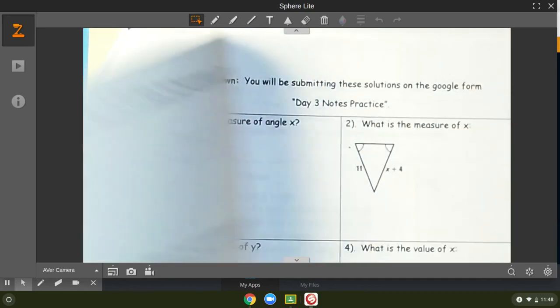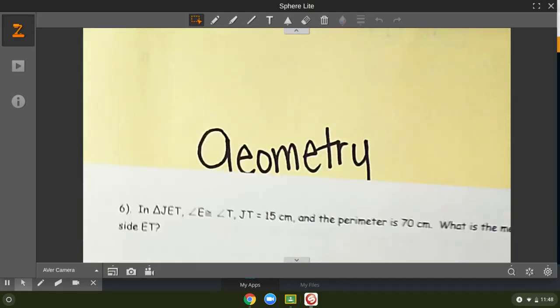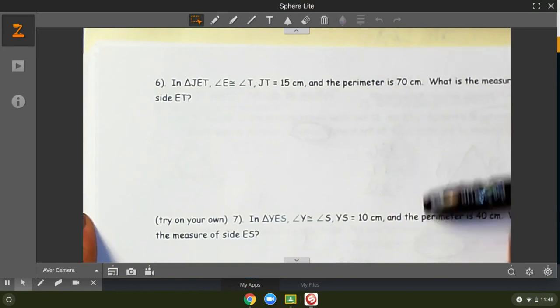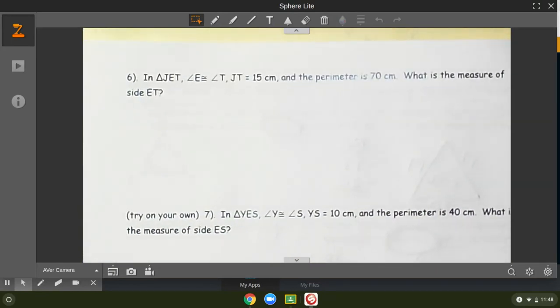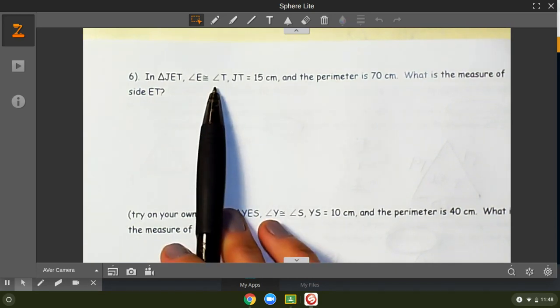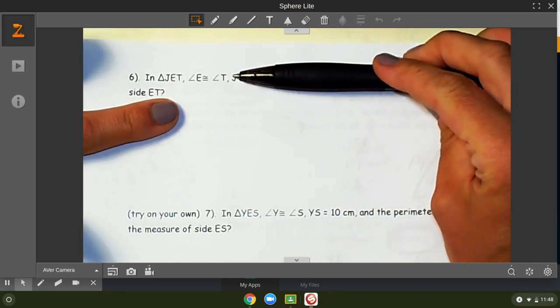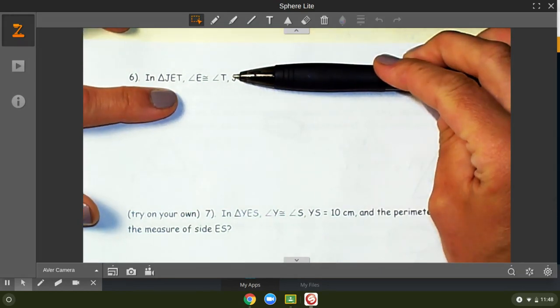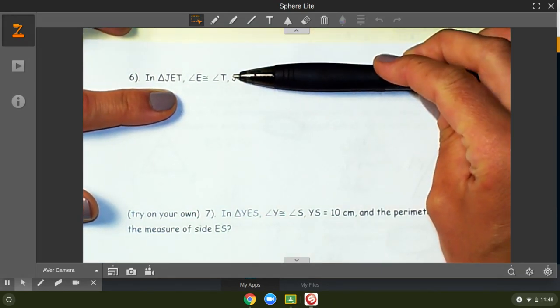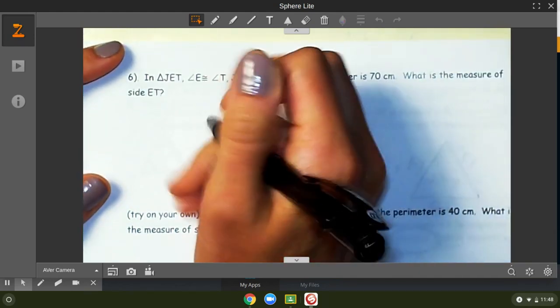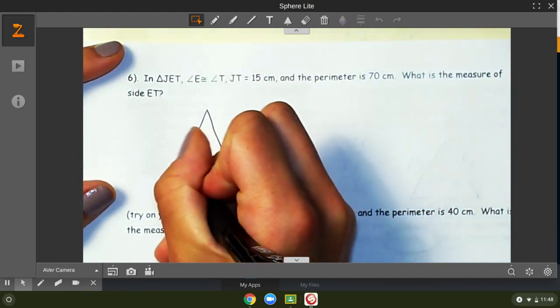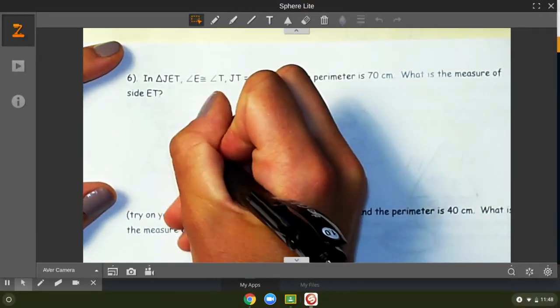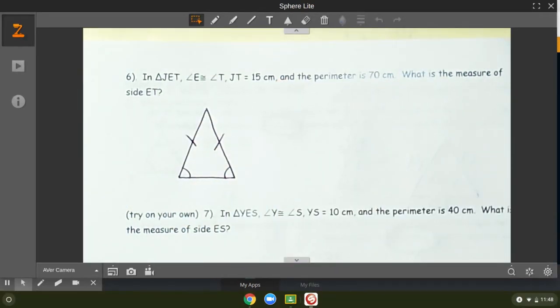All right, flipping over to the next page, just a couple questions left. So question number 6. In triangle JET, angle E is congruent to angle T. So before I read any further, based just off of that information right there, do we know what type of triangle it is? Yes, we do. It's isosceles, so let's draw it out. Two equal angles, two equal sides. Mark everything that you can.